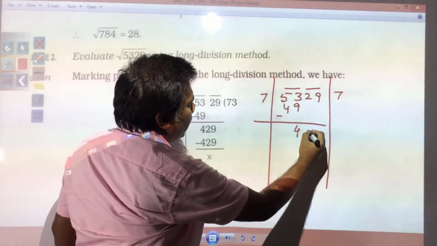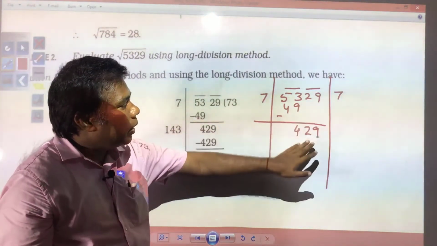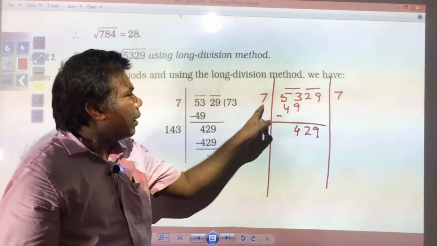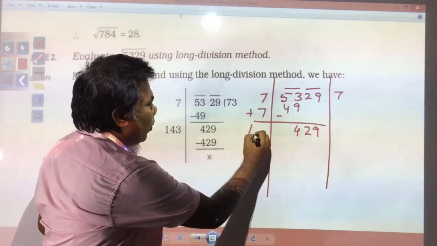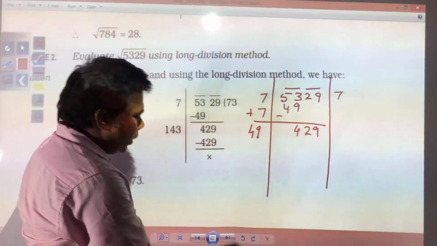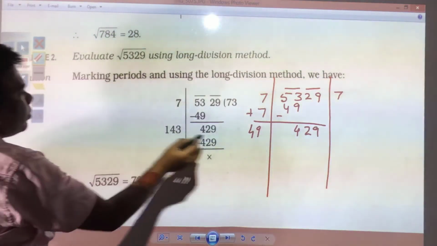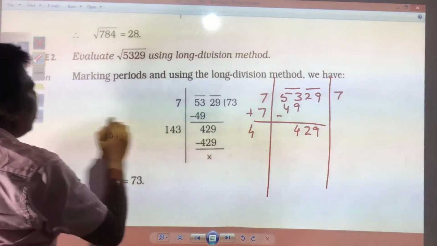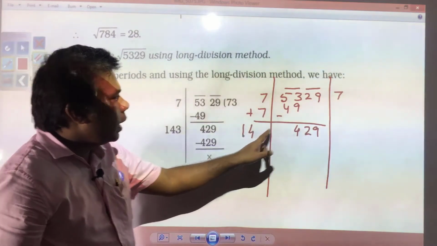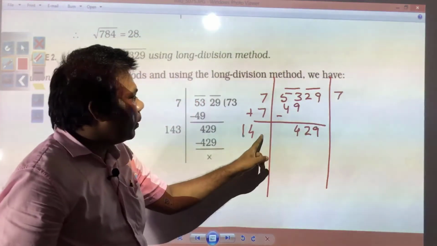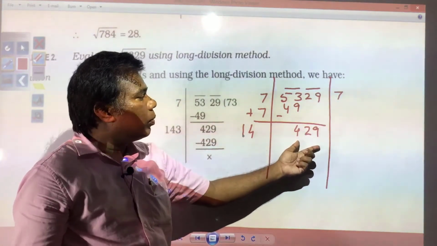The next period is required to be taken down. You have got 429 as the dividend. This 7 is required to be written over here and added. So, you have got 14 now. Now, we need to see which number is required to be put over here and in the quotient, so that if you multiply, you should get either equal to 429 or about 429.